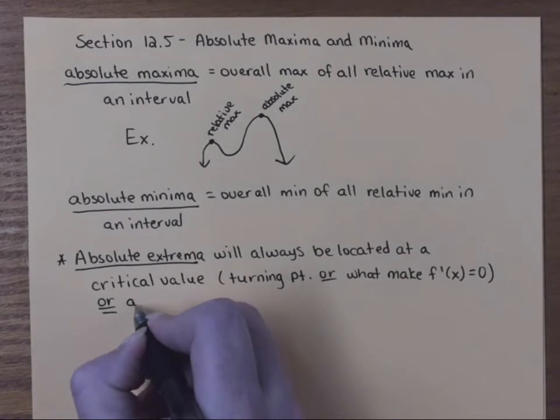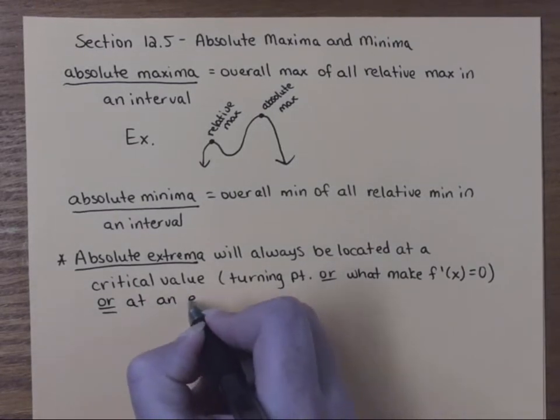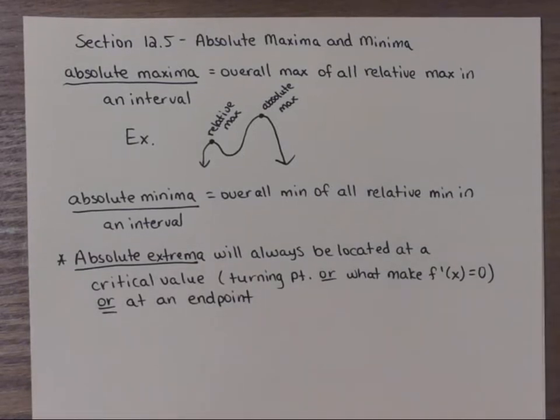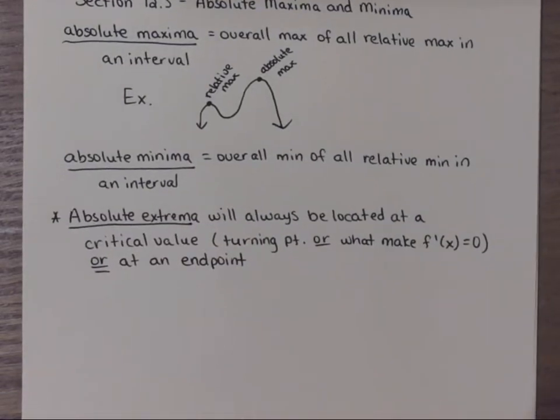Okay, but here's something new. It will also possibly occur at an endpoint. So the high or low has to either be at the start of the interval, at the end of the interval, or at a turning point in between. That's the only options.